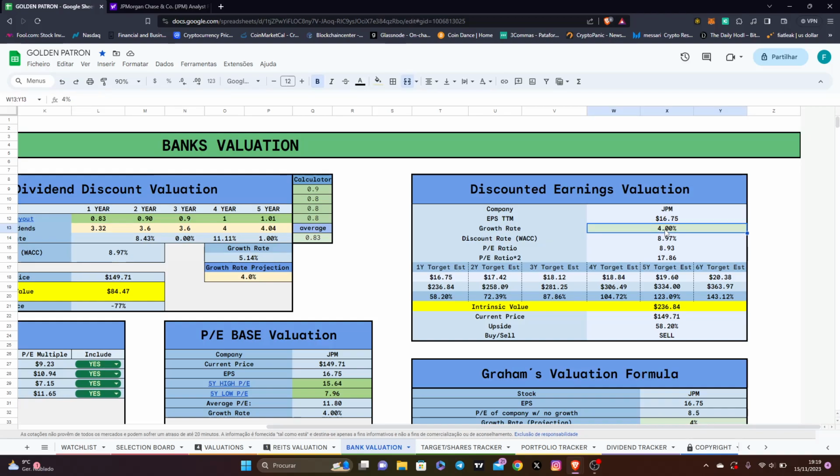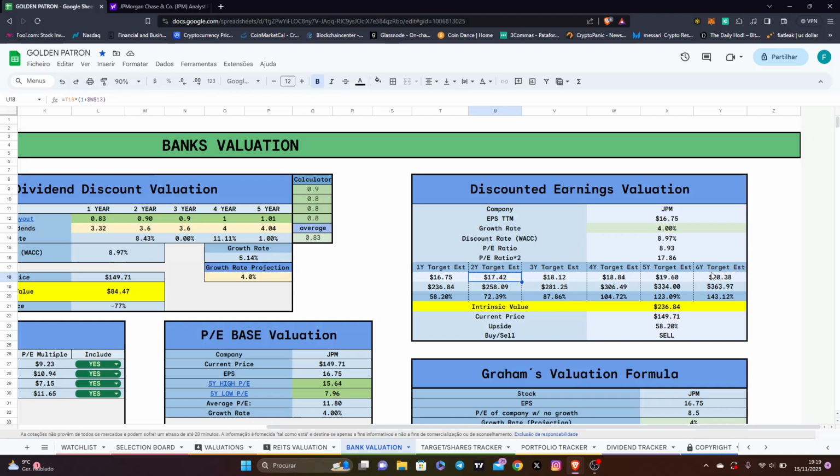What this does is take the earnings per share and the growth rate with the WACC, and it calculates by itself. The only thing that comes in is the PE ratio times 2 along the way. We have the formulas here as you can see, and what this does is take the earnings per share and project it into the future, out to 6 years.